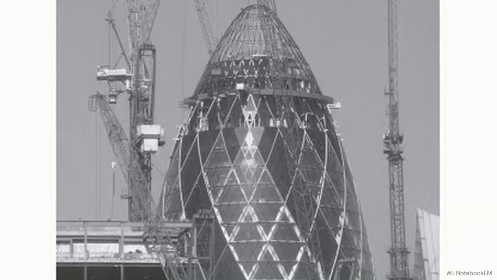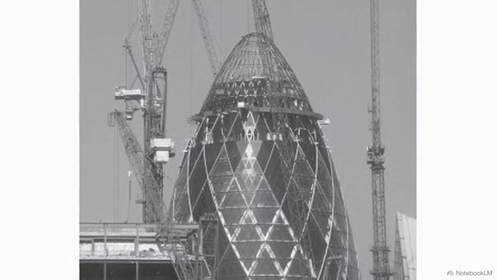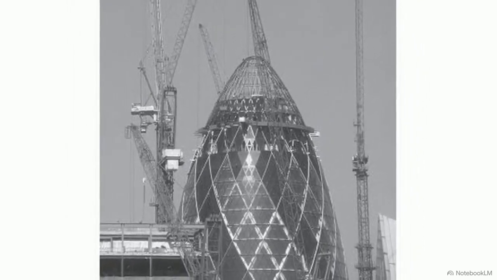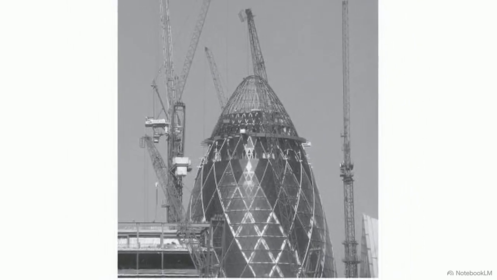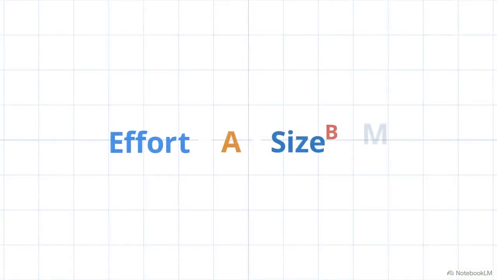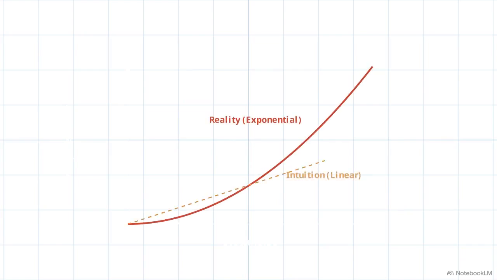Finally, once the system architecture is firmly locked, we arrive at the most detailed phase, the post-architecture model. The master mathematical formula for this phase states that effort equals A times size to the power of B times M. The exponent B represents the nonlinear complexity of scaling up large software projects. Costs do not scale linearly with project size.